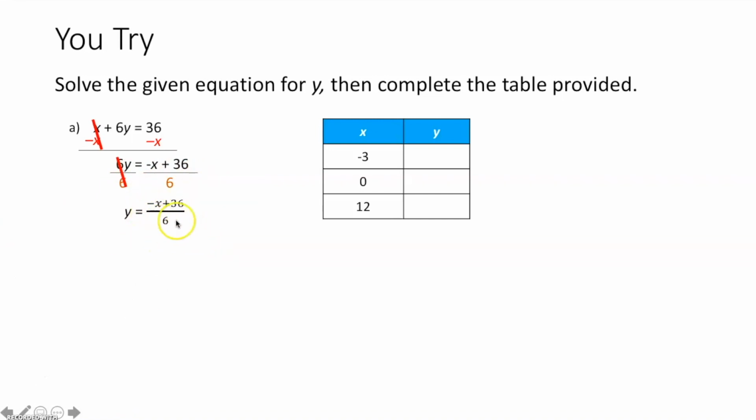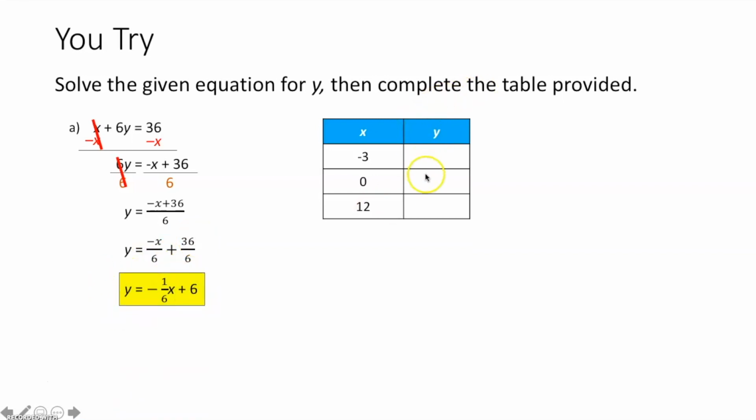Now this can be simplified, right? We said anytime you have one thing in the denominator and multiple terms in our numerator, we can divide each term in the numerator by the denominator and create separate fractions. Now I get y is equal to negative 1/6 times x plus, what's 36 divided by 6? That would be 6. Cool.